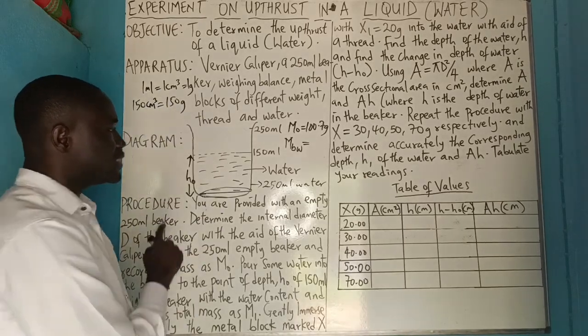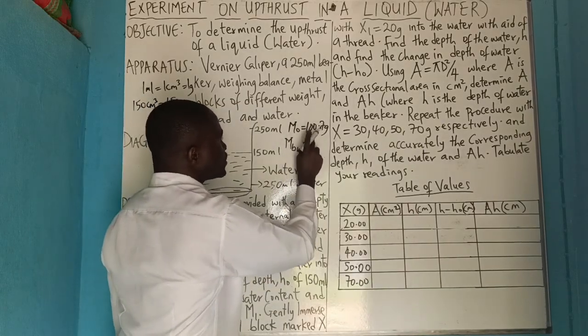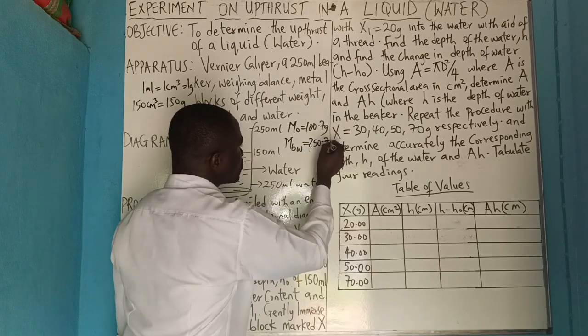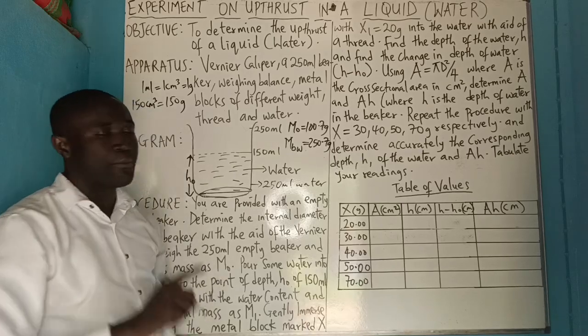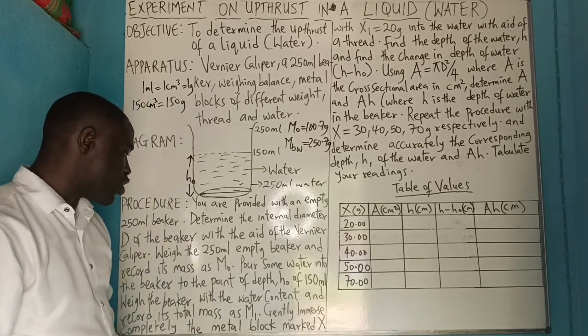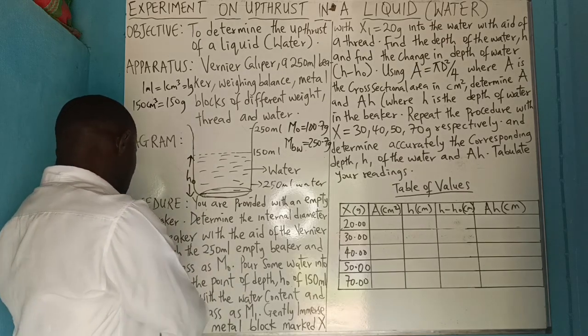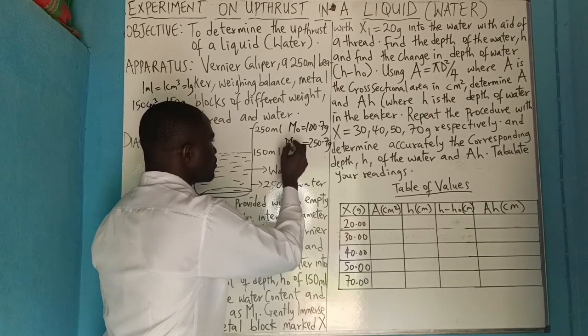You say that this 150 gram plus this will now give you 250.7 gram. That is the mass of the beaker and the 150 ml of water. Weigh the beaker with the water content and record its total mass as M1. So we call it M1.